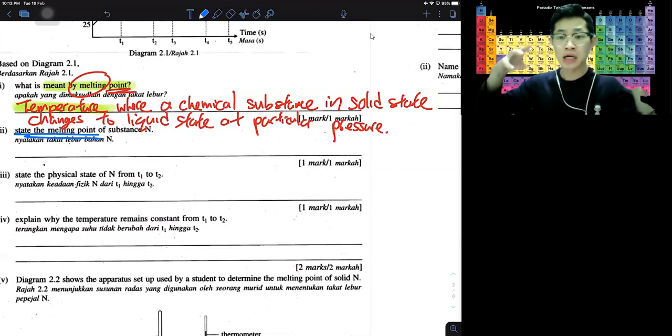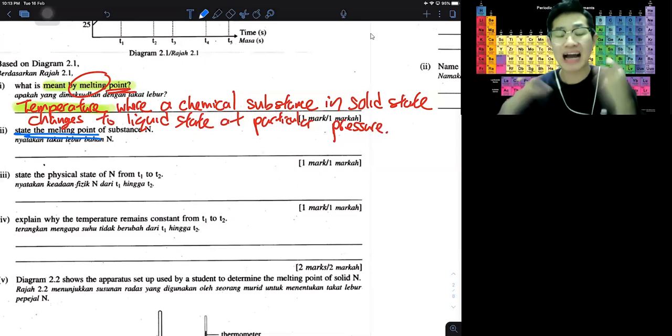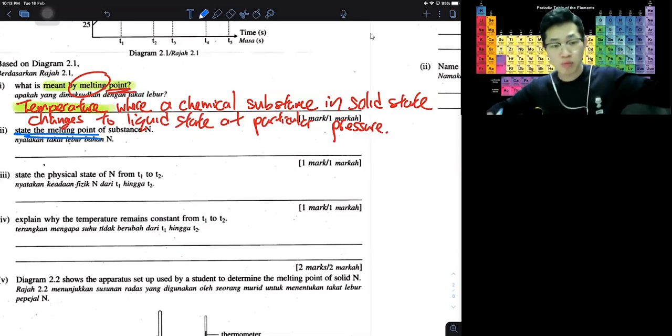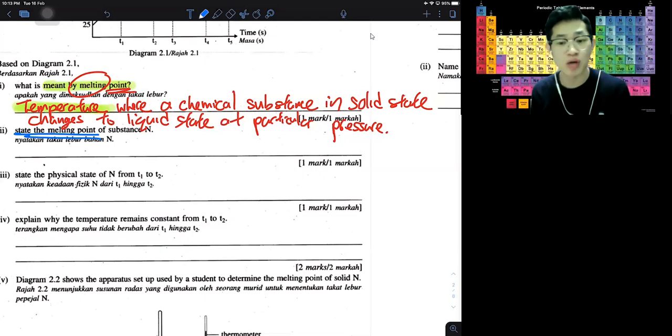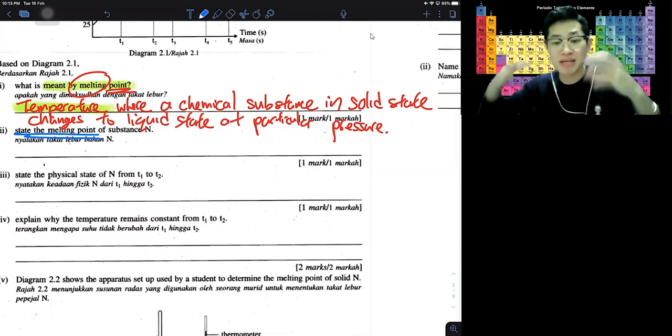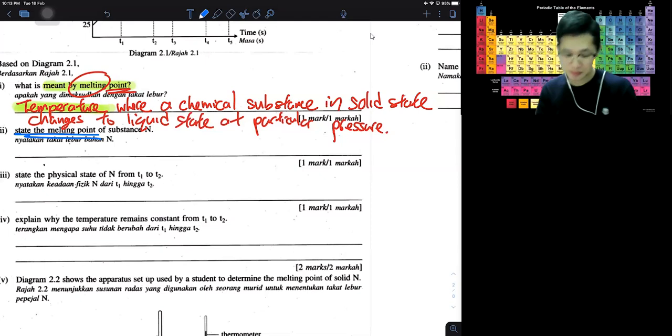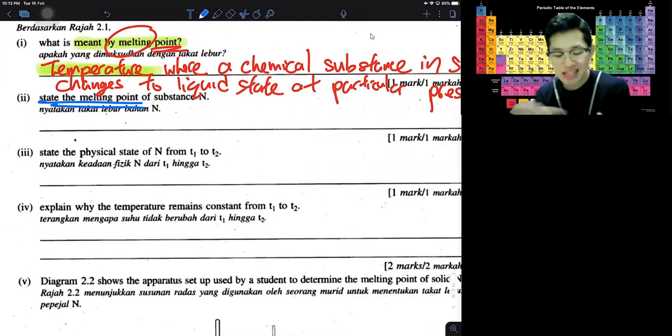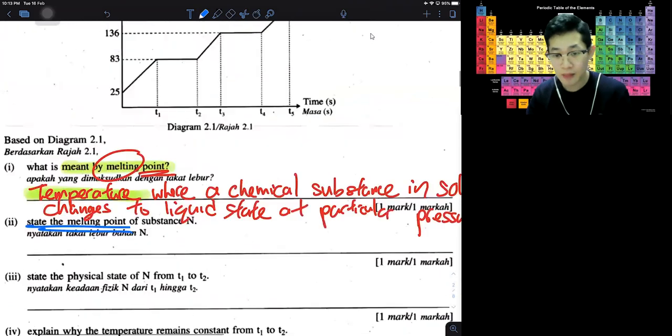It is like one method to make ice very quickly is to increase the pressure. That's why they have the machine. When you press the button, they will straight away turn into ice. They can apply pressure and make it solidify faster. So at particular pressure, it's like at a standard pressure. So state the melting point of substance N.